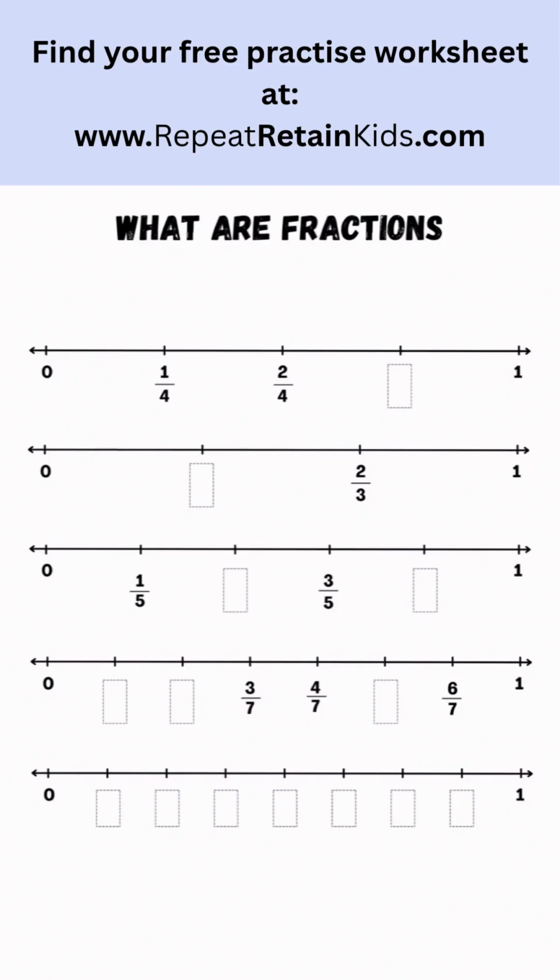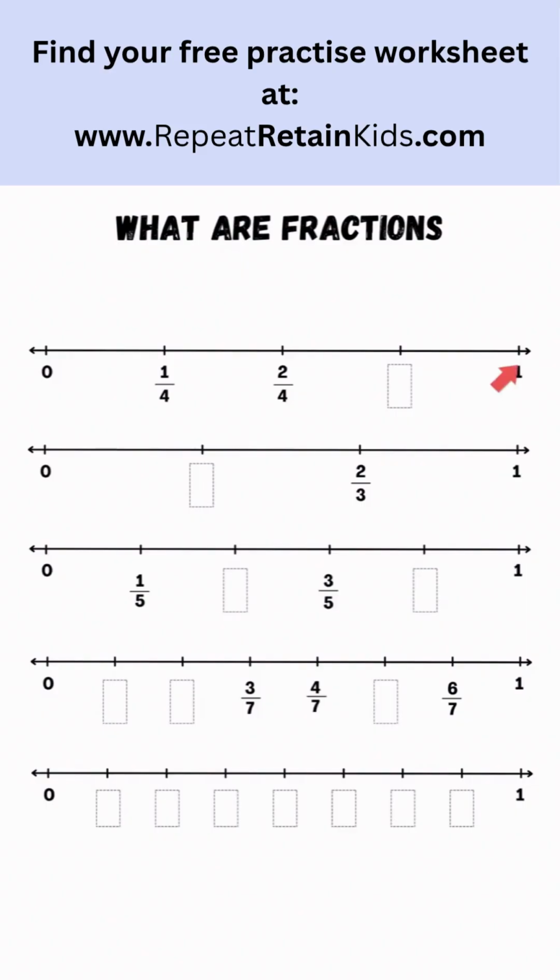So this line's divided into 4 pieces, 1, 2, 3, 4. So the denominator would be 4. And this is the first of the four pieces, the second of the 4 pieces. This would be 3 over 4, and this would be 4 over 4.